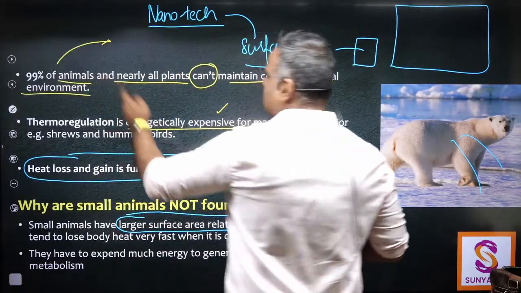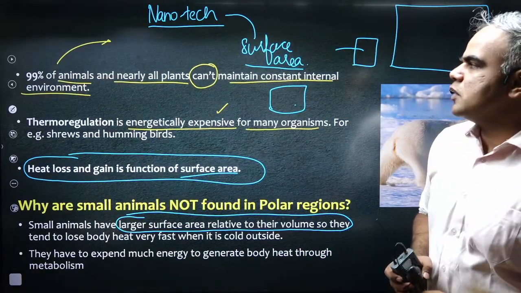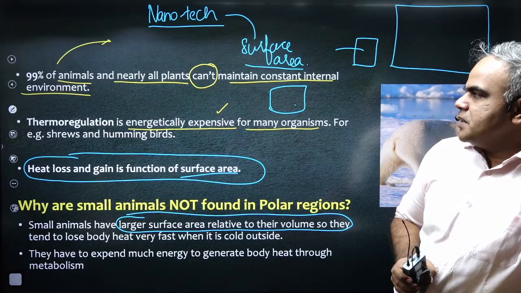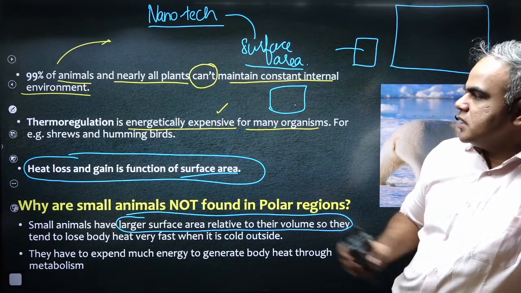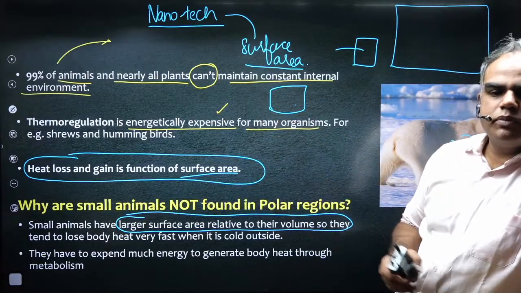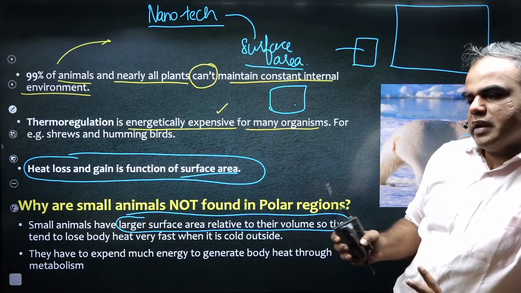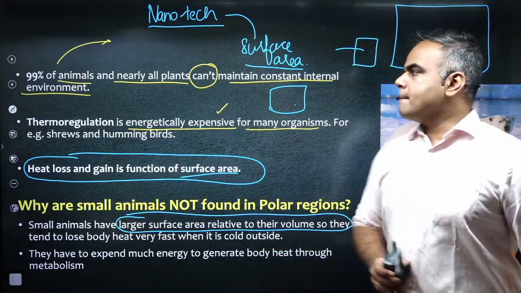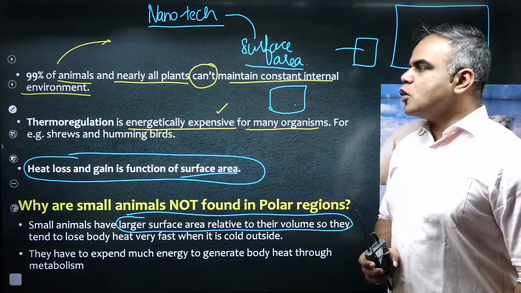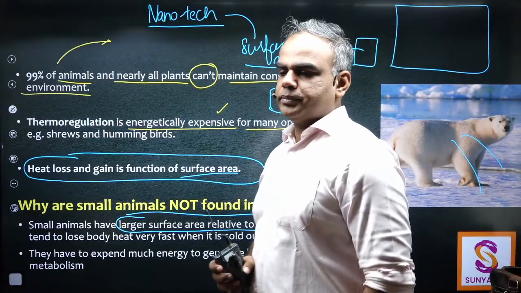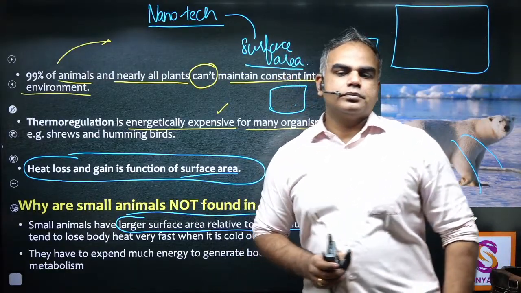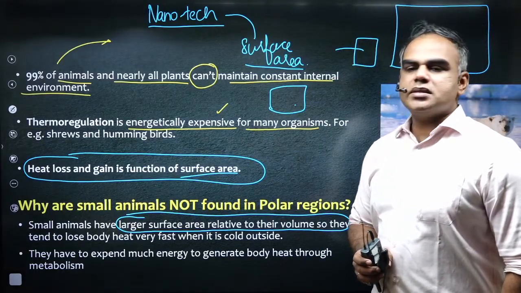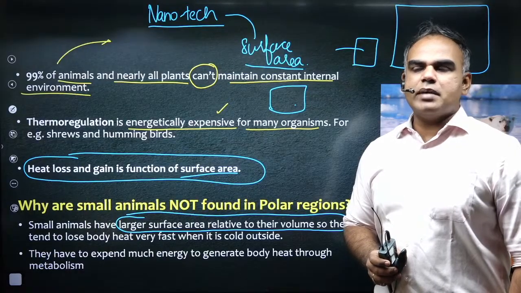We'll write one line. This is an important line. 99% of animals and nearly all plants cannot maintain constant internal environment. This whole content that you see in front of you is from your NCERT only, so this is very refined content.